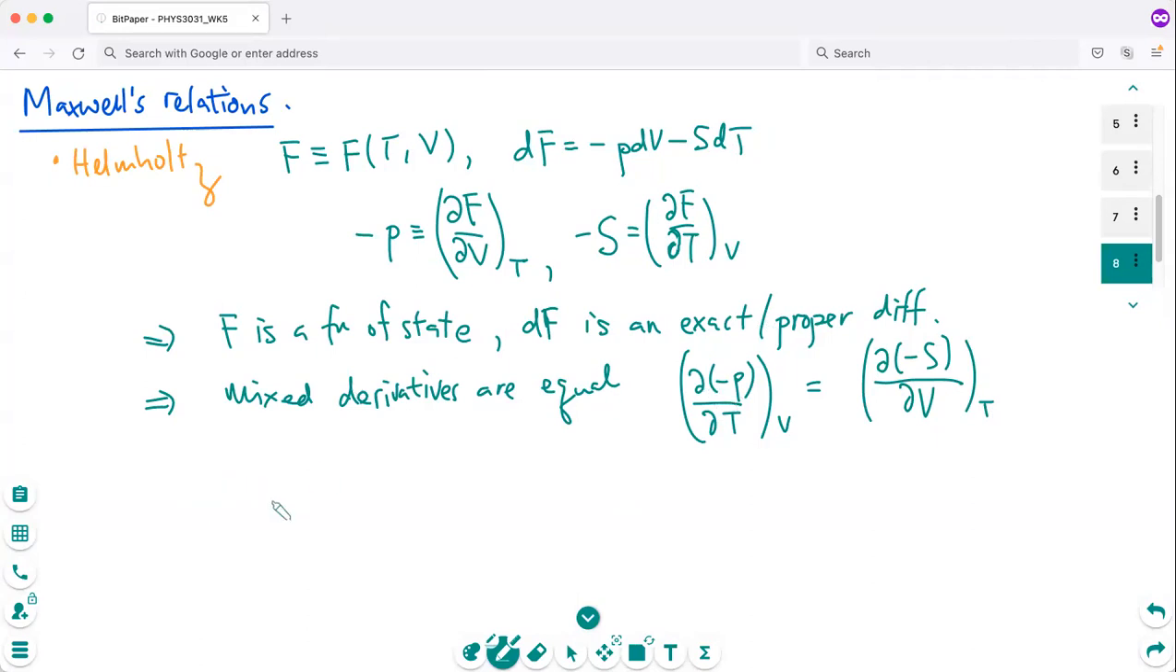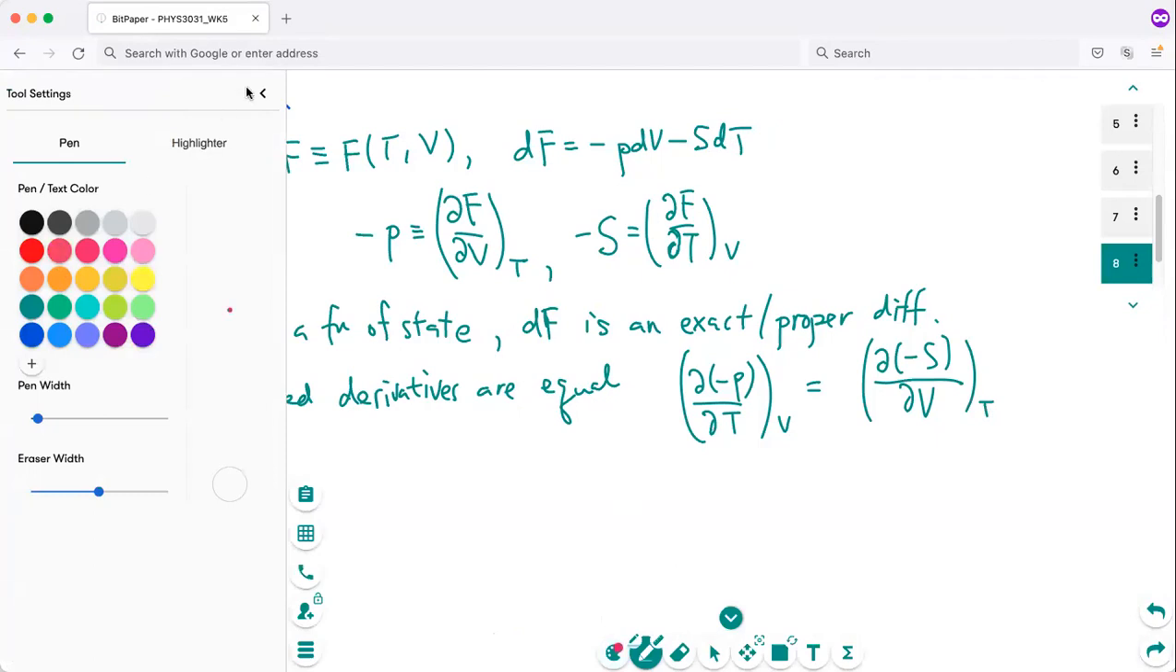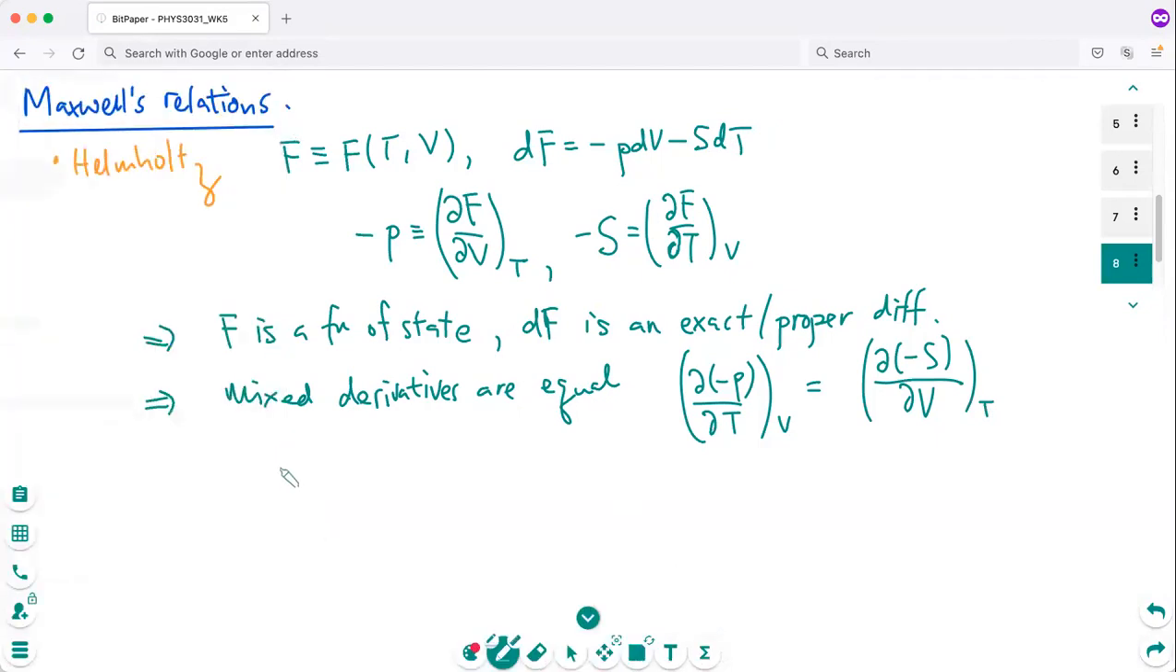We have the Maxwell relation. So this is one of the most important results. So this Maxwell relation tells you this. Okay, this is the Maxwell relation based on F. And you have 4 thermodynamic potentials, so you can have 3 more Maxwell relations. Okay, so in the notes I have all of them.